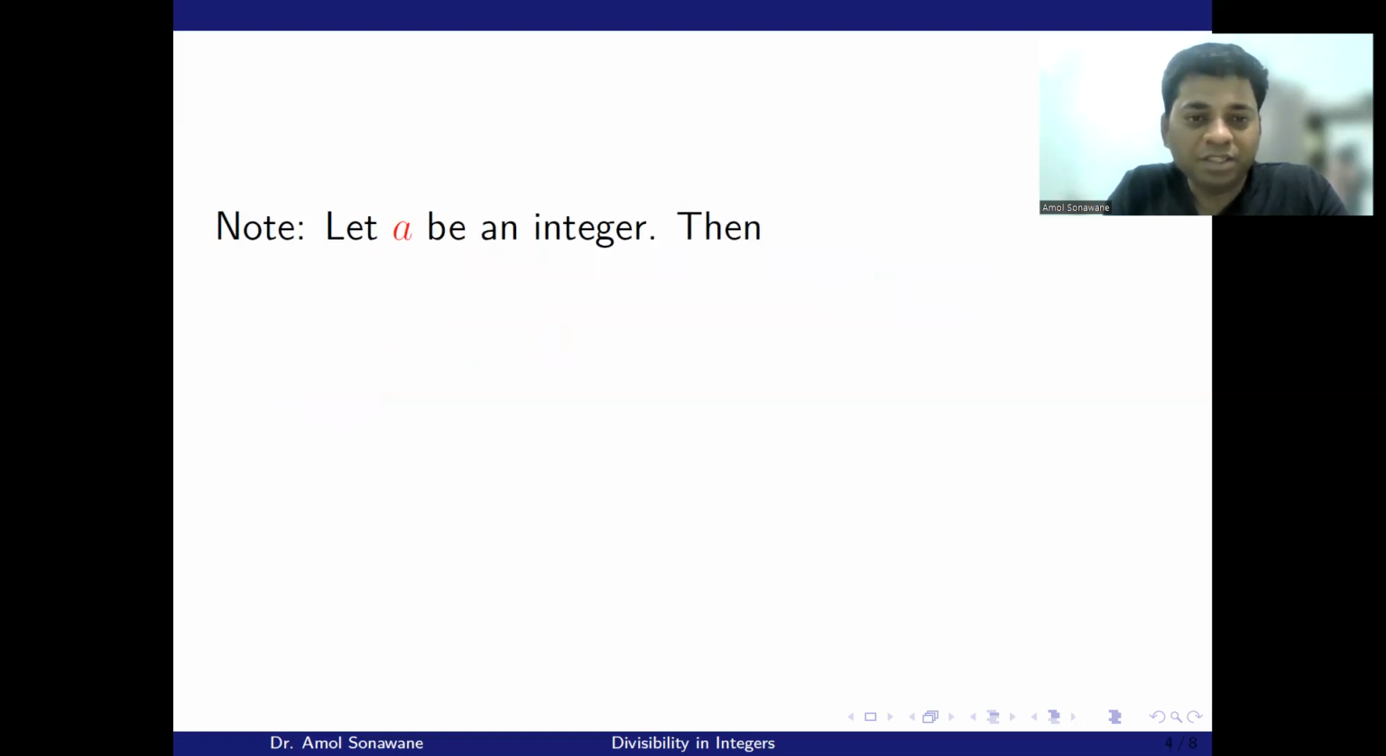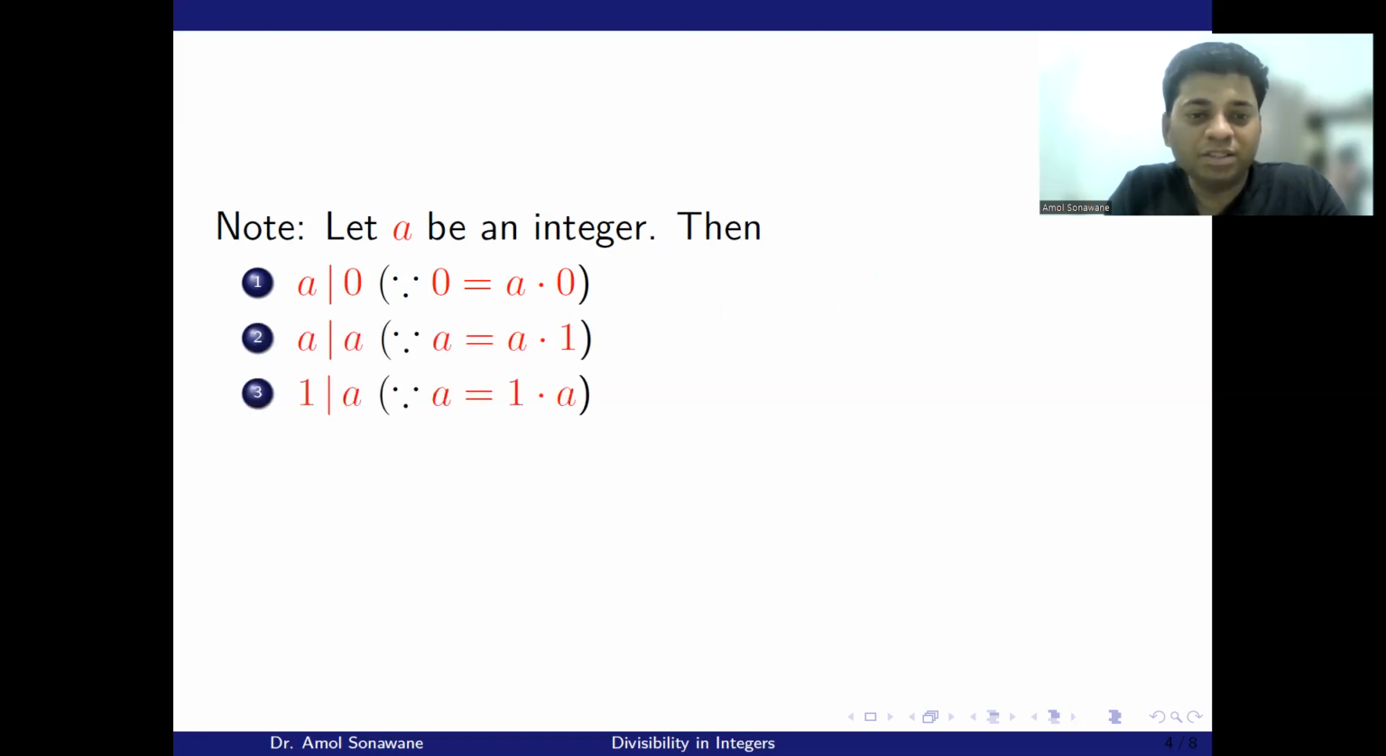Let a be an integer, then a divides 0, since we can write 0 as a times 0. A divides a, since we can write a is equal to a times 1. 1 divides a, since a is equal to 1 times a. And one can easily prove that a divides 1 if and only if a is either 1 or minus 1, means a is plus minus 1.